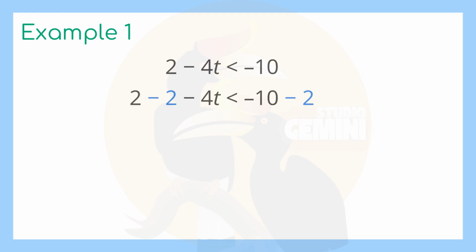First, we'll subtract 2 from both sides. When we simplify, on the left, the 2's cancel, leaving us with just negative 4t, and on the right, negative 10 minus 2 is negative 12.